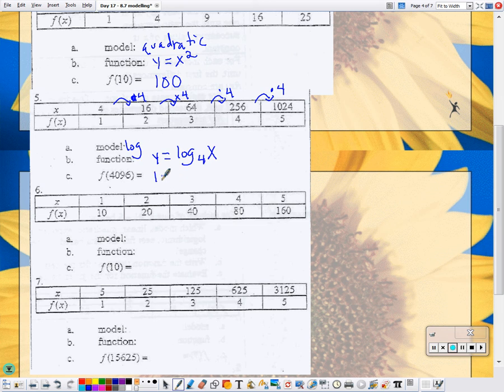Now, log base 4 of 4,096. So this is going to take a little bit of time, but it's kind of nice because I already have up to 5 here, and if I just multiply this by one more 4, hey, guess what? There is my 4,096, so the answer must be 6.